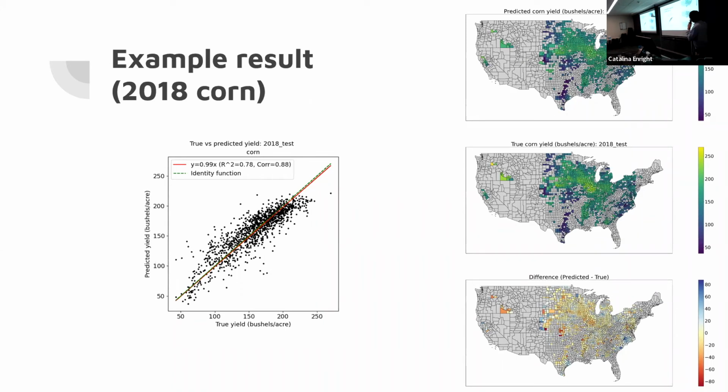And here is the map. On the top is the predicted crop yield using our model. And the middle one is the true corn yield. So you can see that it's generally picking up, at least on some of the geographical trends in which counties have higher and lower crop yield.